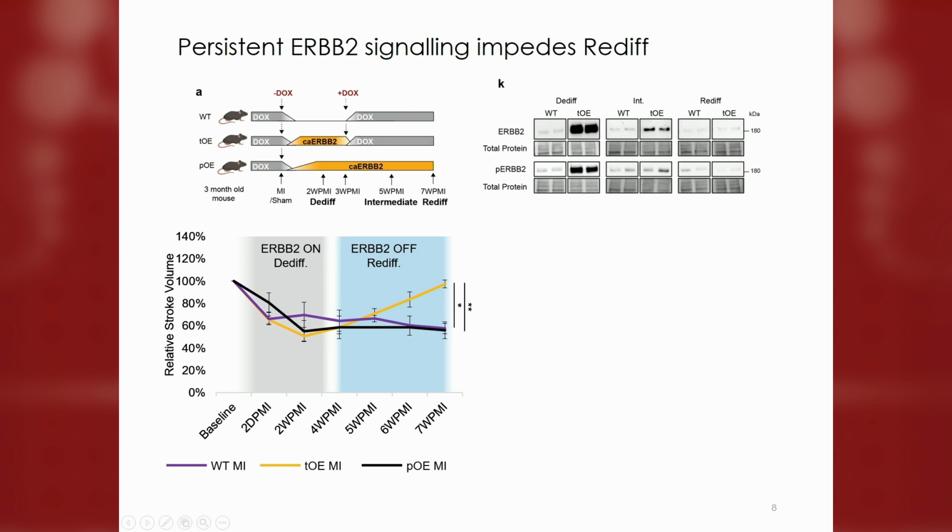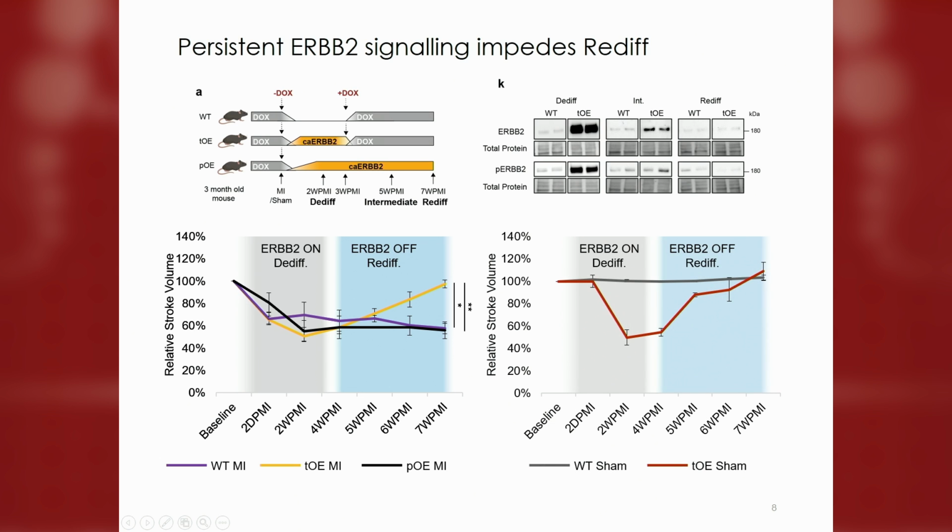And the nice thing about this system is that we don't really need to make the injury. It's a genetic system. We can just put ERB2 on, stroke volume goes down. You stop ERB2 signaling, stroke volume is restored, which allows us now to zoom in on what happened during the dedifferentiation, this point here, the intermediate, or during the redifferentiation. And I want to remind you that 1 month post-dedifferentiation is the redifferentiation time point.